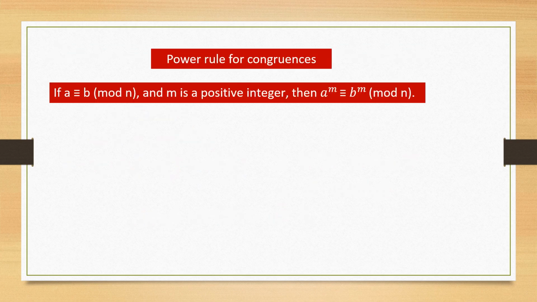Next is the power rule for congruences. This is the most important and useful rule, which helps us simplify many problems asked in competitive examinations and maths Olympiads. If A is congruent to B modulo n and m is a positive integer, then A raised to the power m is congruent to B raised to the power m modulo n.